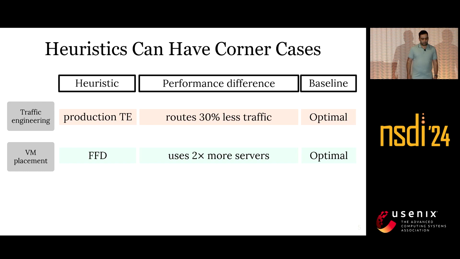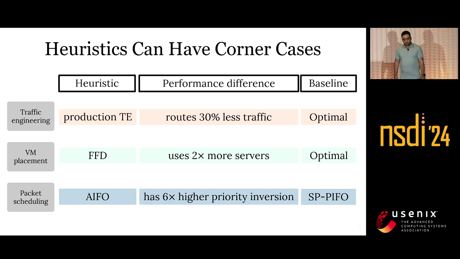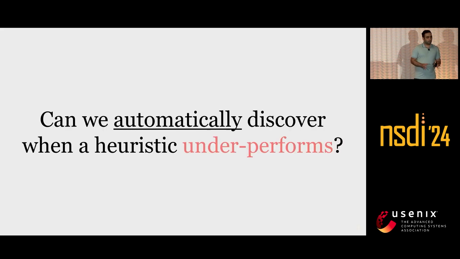We used it in the context of VM placement. We find a common placement algorithm, first fit decreasing, may use twice more servers than the optimal. We also used it for packet scheduling. Here we compare two heuristics, and we find that the heuristic AIFO can have 6 times higher priority inversion than another heuristic, SP-PIFO. So for the rest of the talk, I'm going to tell you how we came up with this approach that can automatically detect these corner cases and find the scenarios that the heuristic may underperform.